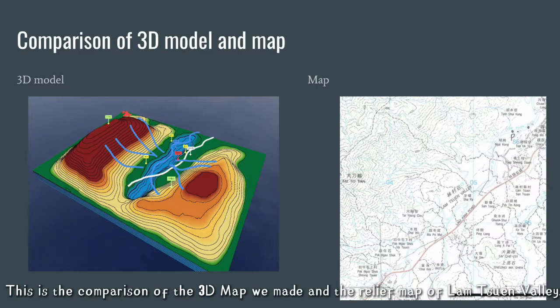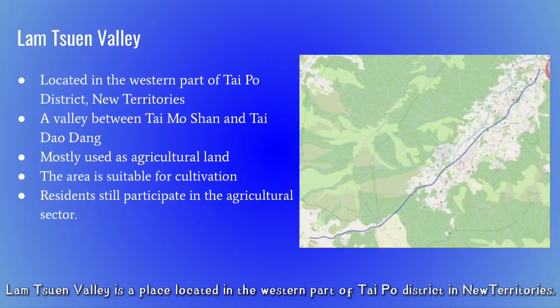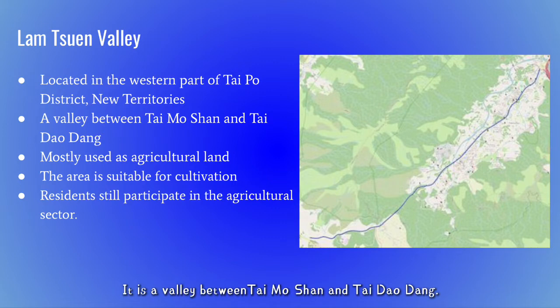This is the comparison of the 3D map we made and the relief map of Lam Tsuen Valley. Lam Tsuen Valley is a place located in the western part of Tai Po District in New Territories. It is a valley between Tai Po Shan and Tai Dao Dang.